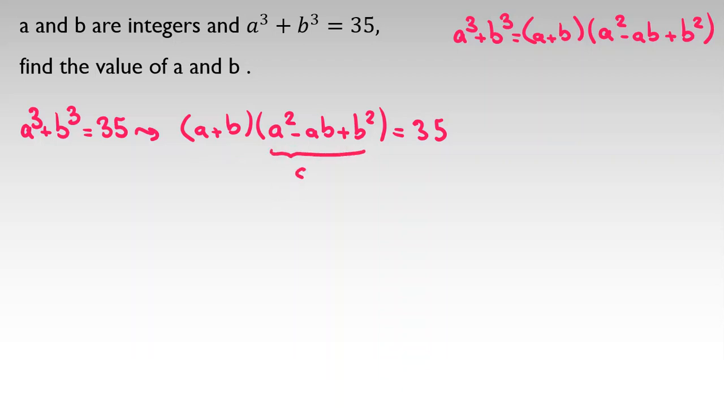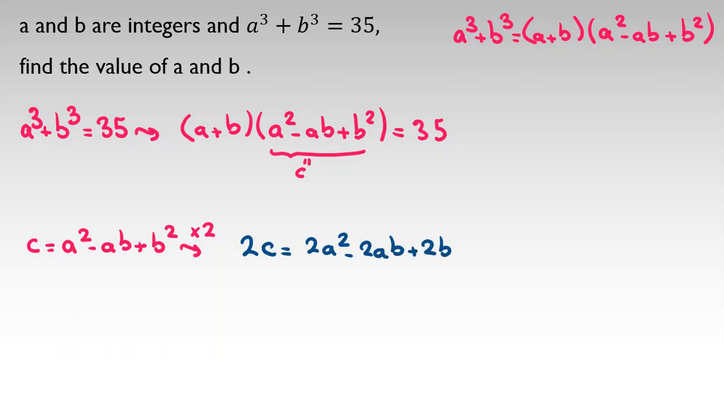I call this part C. I work on C. C equals A squared minus AB plus B squared. So if I multiply both sides by 2, then we have 2C equal to 2A squared minus 2AB plus 2B squared. And I can write it as A squared minus AB plus B squared plus A squared plus B squared.